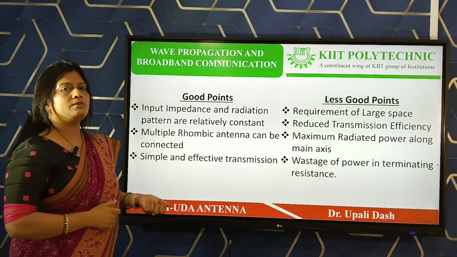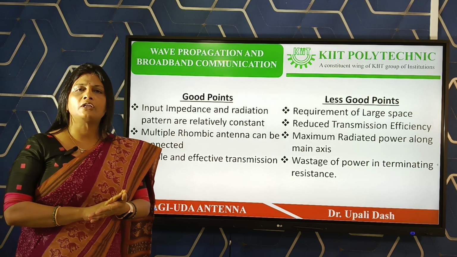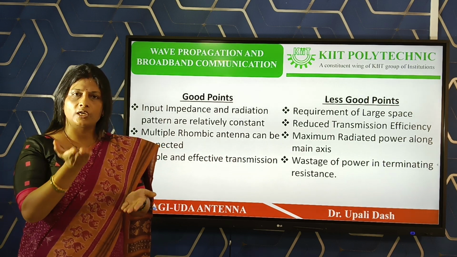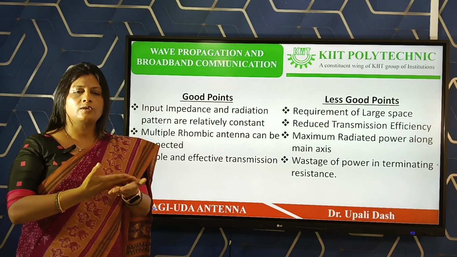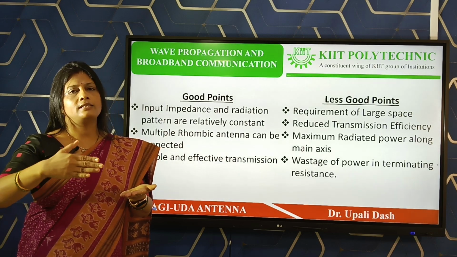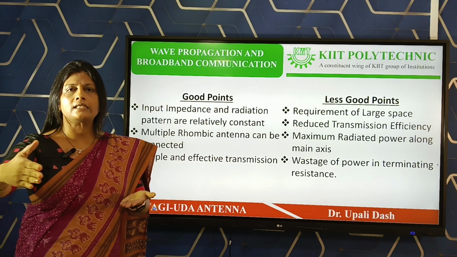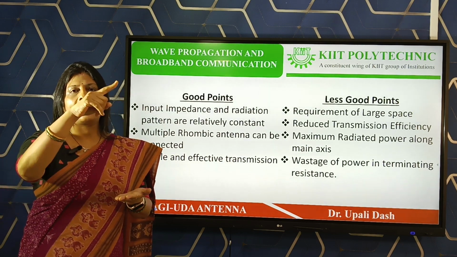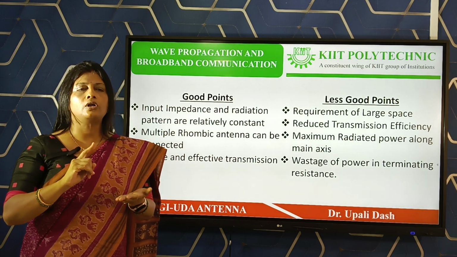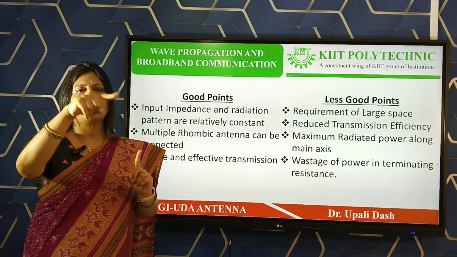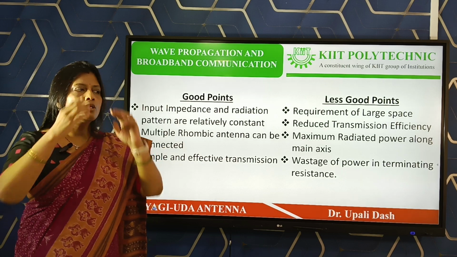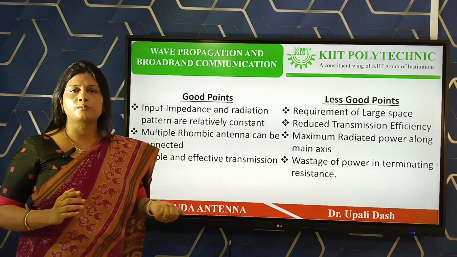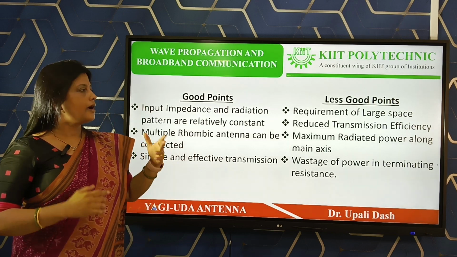Simple and effective transmission. Signal transmission is not at all difficult because we can polarize the rhombic antenna either in a horizontal manner or in a vertical manner. If it is horizontally polarized, then the radiation pattern is in the horizontal axis. But if it is vertically polarized, it will have a directivity at an angle, and that angle depends upon the height of the poles on which we are keeping the rhombic antenna. So that is why effective and simple transmission is possible in the rhombic antenna.